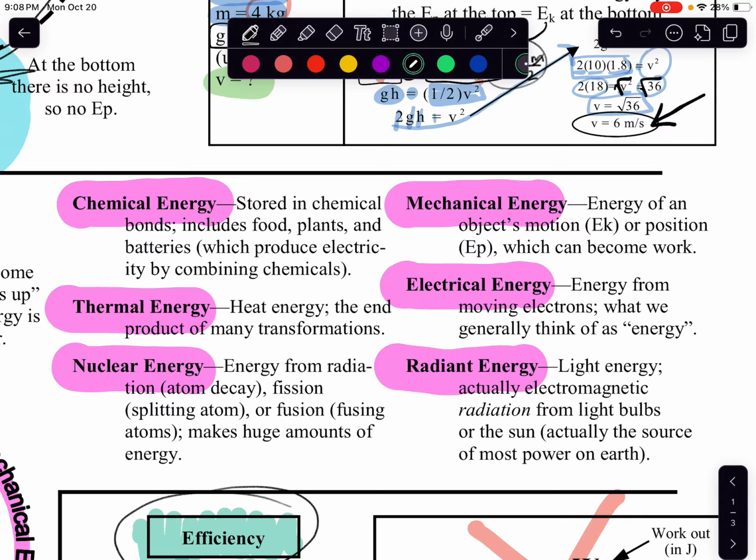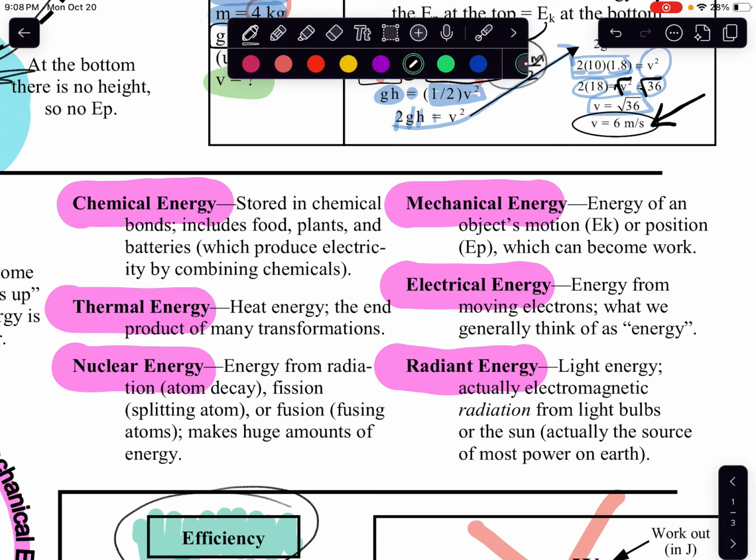Nuclear energy, you're probably at least vaguely aware of what that is. It has to do with radiation. So again, we'll talk about it in chemistry: atomic decay, splitting atoms, fusing atoms. It makes big bursts of energy. It has its pros and cons. Mechanical energy is the energy of an object's motion, which is kinetic energy, because of velocity, or position, which is potential energy, and those can do work. Those can become work, causing an object to move some distance.